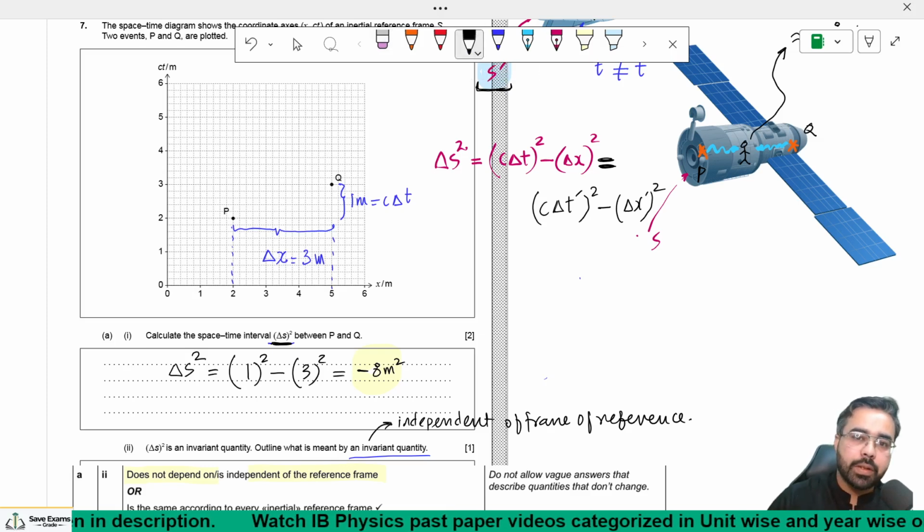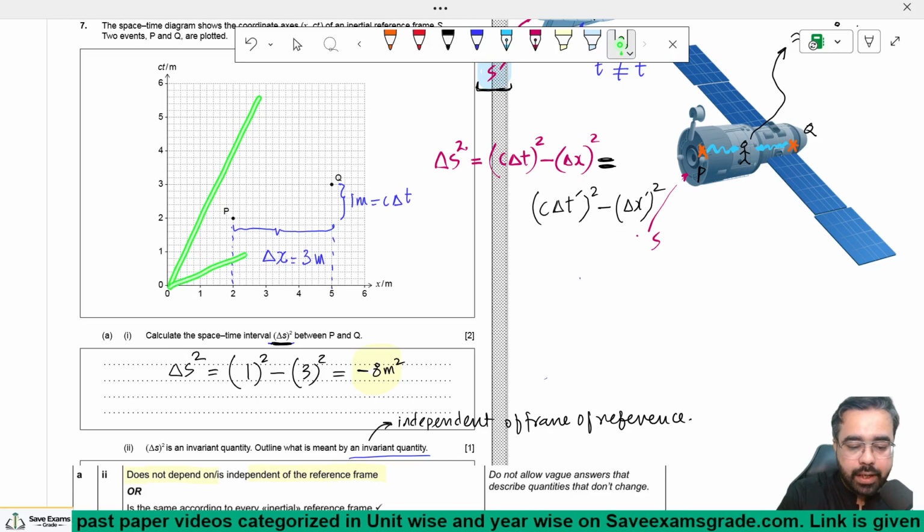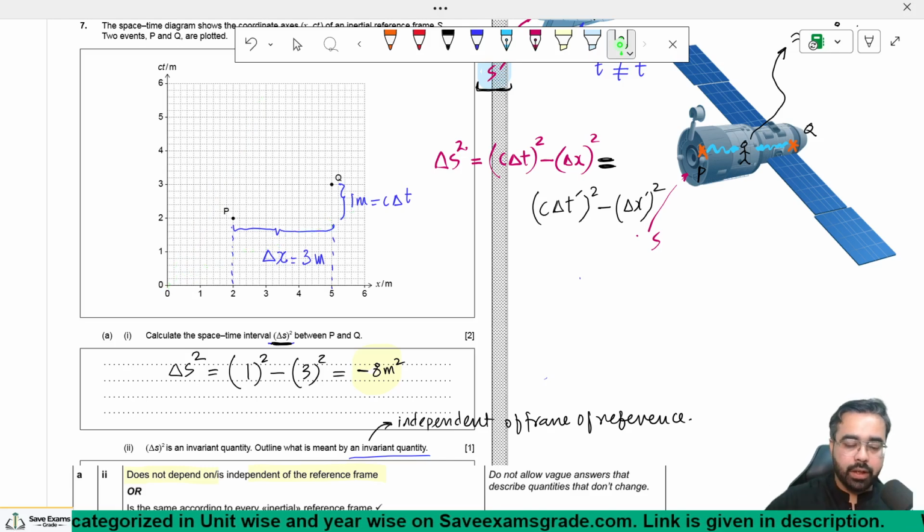Right now it is not possible because I have not drawn the c delta t prime axis and delta x prime axis. We will draw it later.